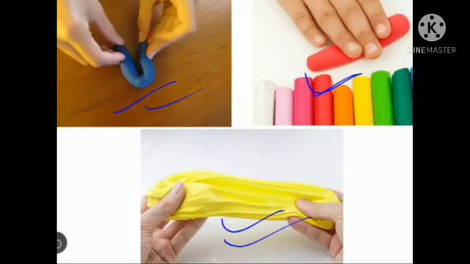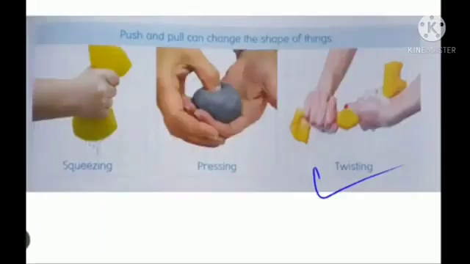And also, when we do these actions, the shape of things also changes. Yes or no, children? When you started, the dough was round in shape. But now see this picture, you have bent it, you have rolled it and you have also stretched it. The shapes also changed. How did you change it? By pushing and pulling. Yes or no, children? Yes, they can also change the shape of some things. You can see here, push and pull can change the shape of things.